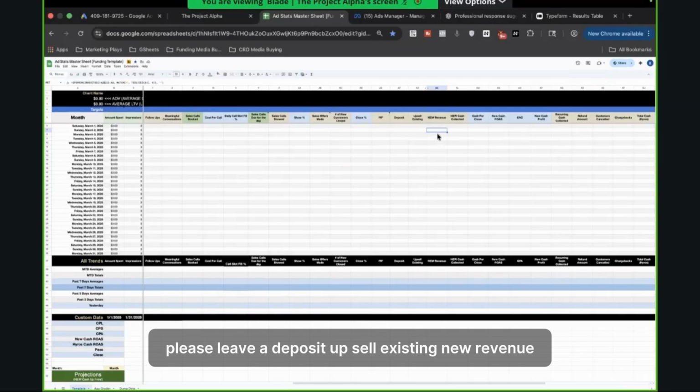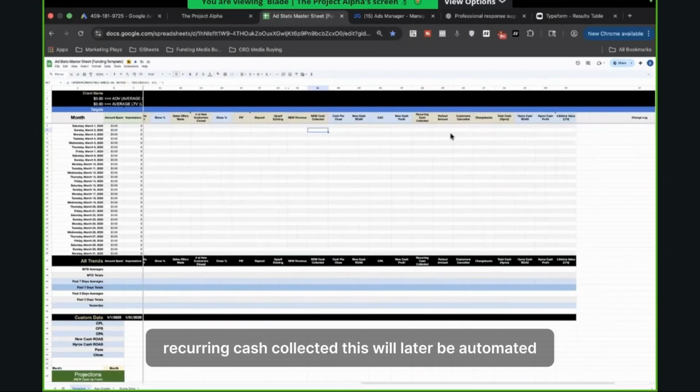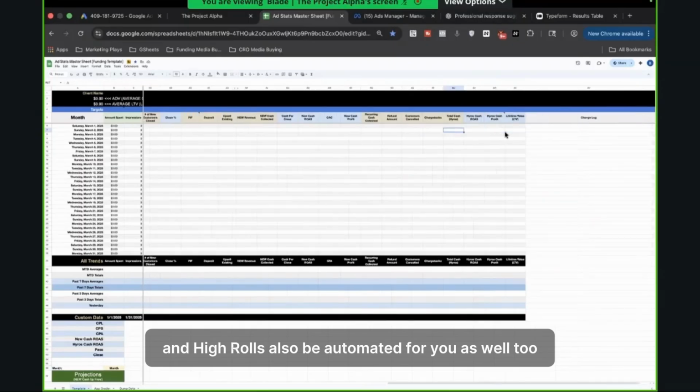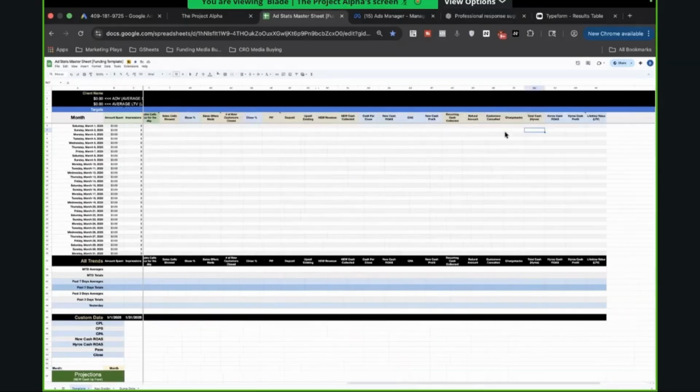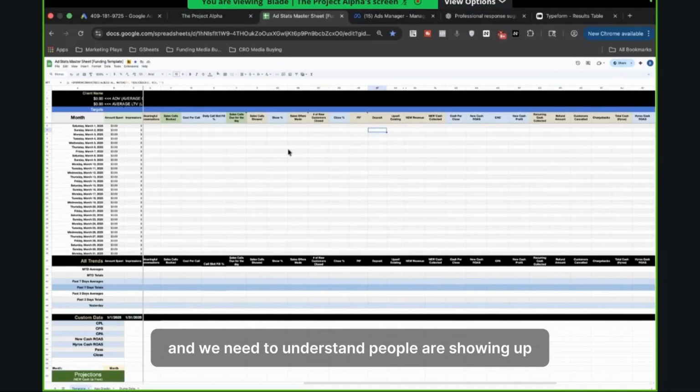Upsell existing, new revenue, new cash collected. Don't worry about that too much, especially in the very beginning. Recurring cash collected will later be automated. Refunds, customer cancels, and chargebacks will also be automated for you as well. So really what I just need is paid in full slash cash collected onto here. And we need to understand people are showing up.